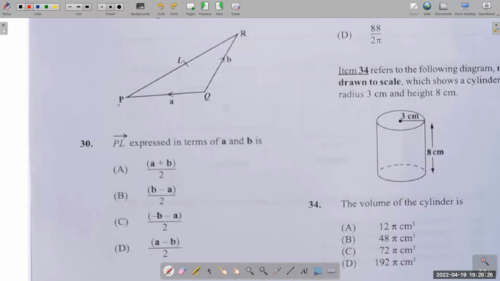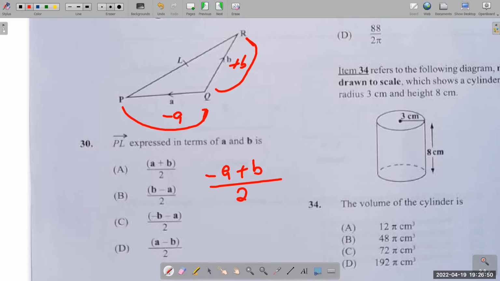I want to go from P to R. How do I do that? I am going to go from P to Q. What is that? Then negative A. What do I do to go from Q to R? Then plus B. So far I got minus A plus B. And that's going to give me from P to R, but it's half. So that's why it's going to be this divided by 2.